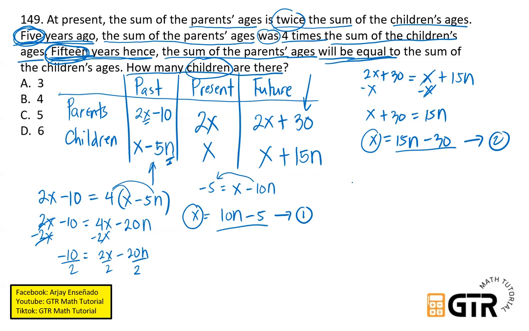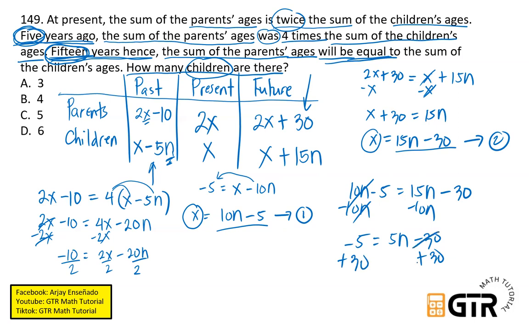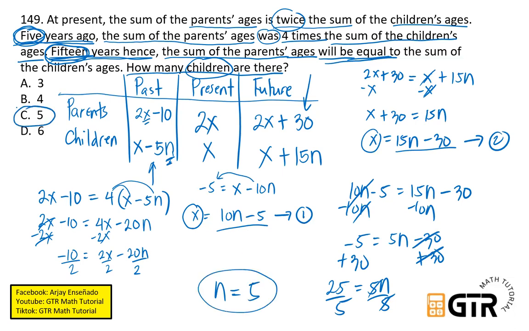So, therefore, ang working equation na natin ay 10n minus 5 equals dito sa kabila 15n minus 30. Then just solve for n. Pagsamahin natin yung n, dito natin sa positive dalhin. So subtract 10n to both sides. So therefore, we have negative 5 is equal to 5n minus 30. Add 30 to both sides. So therefore, we have 30 minus 5, that is equal to 25 equals 5n. And then last step, divide both sides by 5. Therefore, the value of n is 25 divided by 5 is 5. So therefore, merong 5 children.